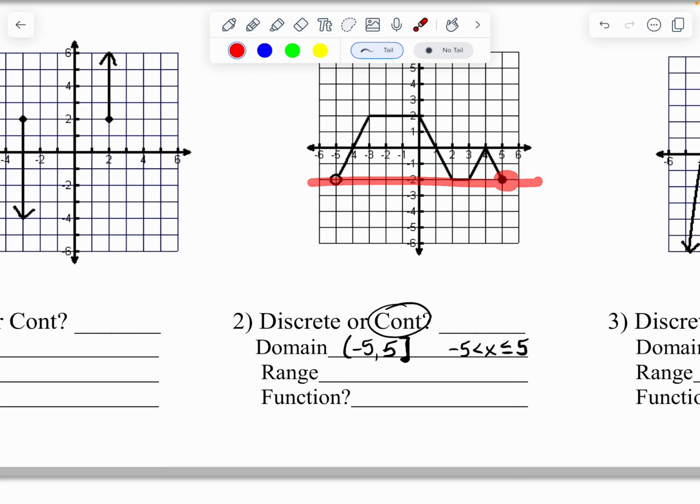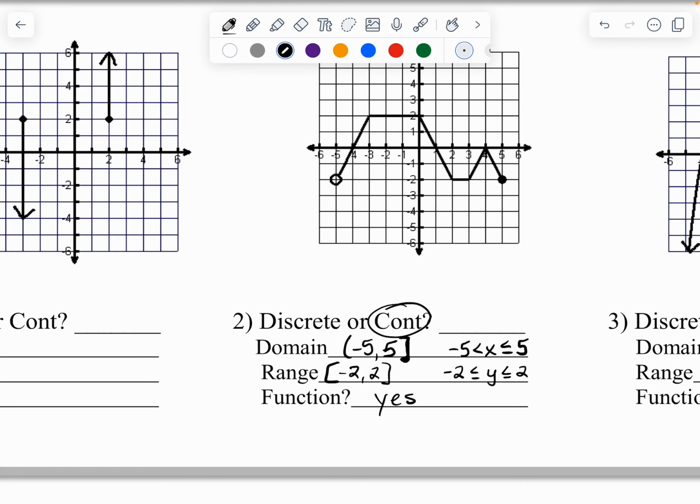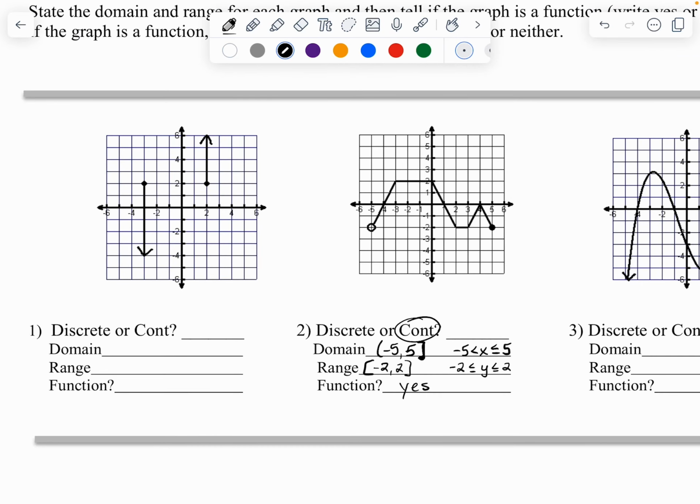Now our range, the range is the y values. So we're going to look here, it goes from negative 2, including negative 2 because of this closed circle right here, all the way up until positive 2. So we go close bracket, negative 2 to positive 2, close bracket. And you could write this as negative 2 is less than or equal to y is less than or equal to 2. And then is this a function or not?